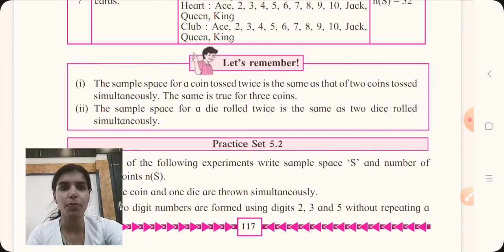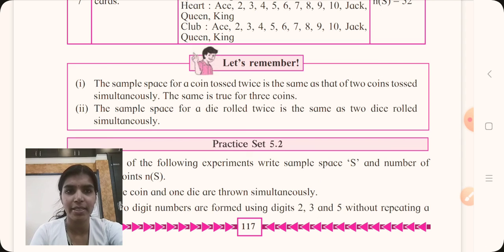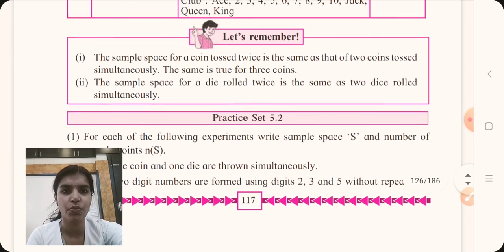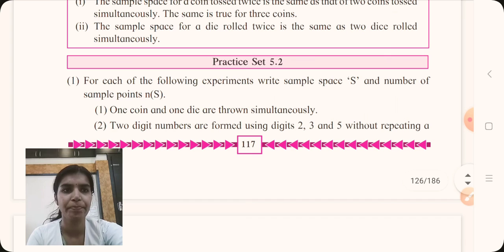The sample space for a coin tossed twice is the same as for 2 coins tossed simultaneously. The same is true for 3 coins. The sample space for a dice rolled twice is the same as for 2 dice rolled simultaneously. That means we are making the record of the 2 dice simultaneously. So solve your exercise 5.2 which is given here. Thank you.